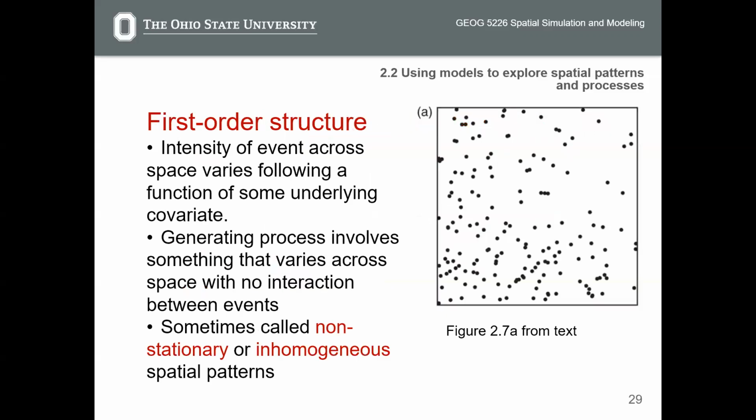Okay, so what are they? First order structure. Here is an example of the spatial pattern of first order structure. Intensity of event. Each dot can be considered as an event. Intensity of event across space varies following a function of some underlying covariate, which means that, okay, let me finish the definition first. And the generating process, the process that generated this first order structure, involves something that varies across space with no interaction between events.